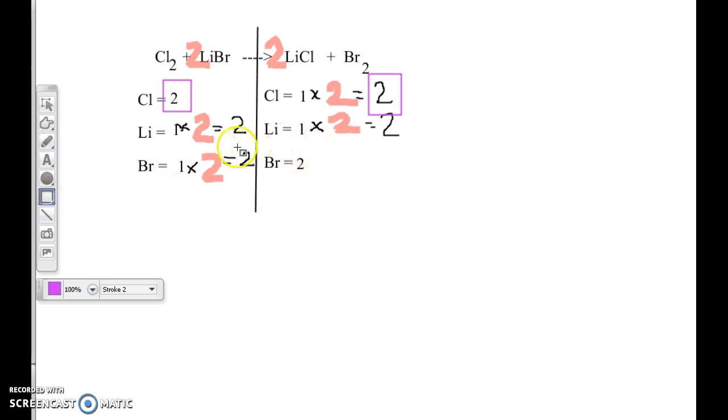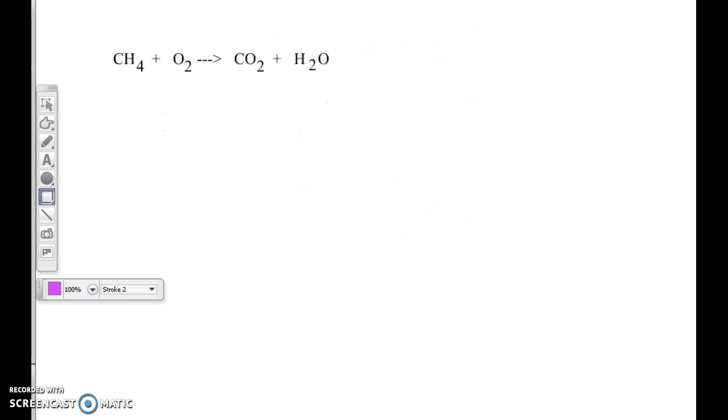Yeah, sound effects makes it way more fun. 2 bromines on each side, 2 lithiums on each side, 2 chlorines on each side. And we are done. Yay! All right. So we're going to go over 2 more that are a little bit harder.